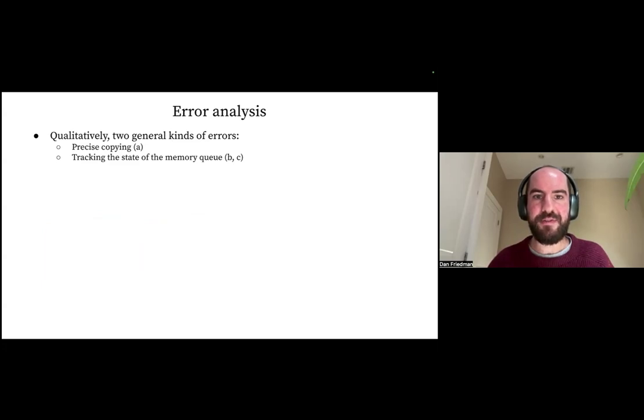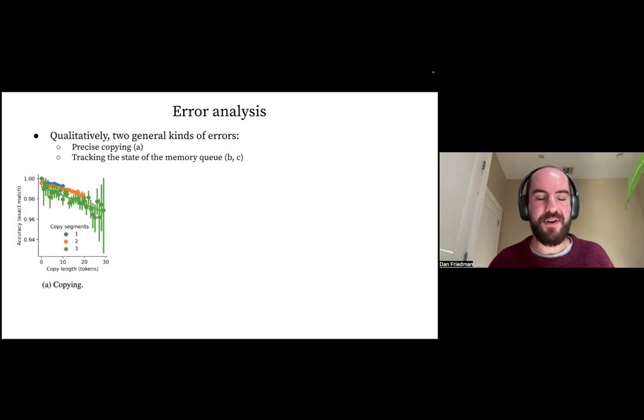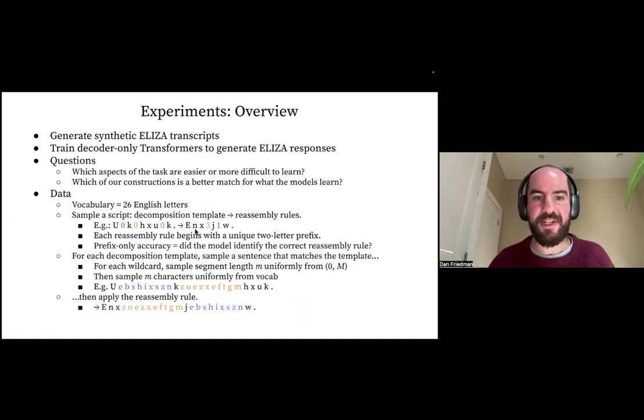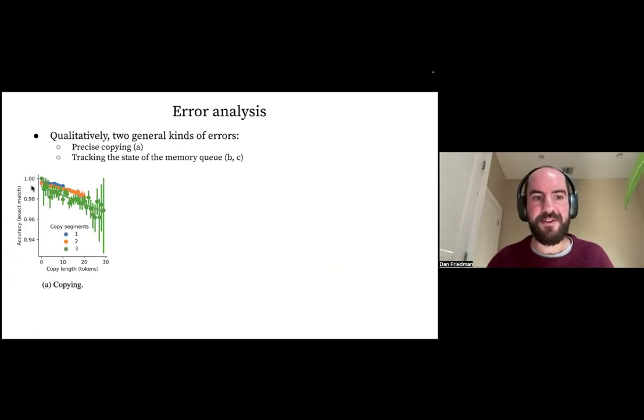We did a little bit of qualitative error analysis to look at individual errors, and we noticed two general kinds of errors. The first is copying errors. Here we are plotting the errors as a function of two things. One is the number of copying segments in the reassembly rule. That's the color: 1, 2, or 3. To give an example, this reassembly rule has 2 copying segments. So there are 2 distinct places in the reassembly rule where the model has to copy a different segment of the user's input. You could think of the number of copying segments as a proxy for the complexity of the reassembly rule. On the x-axis, we have the total number of tokens that the model has to copy in this particular example.